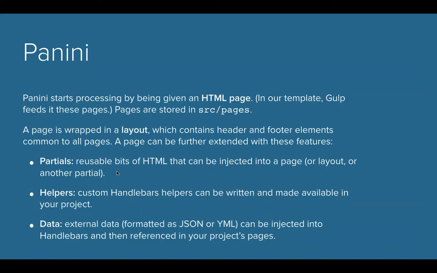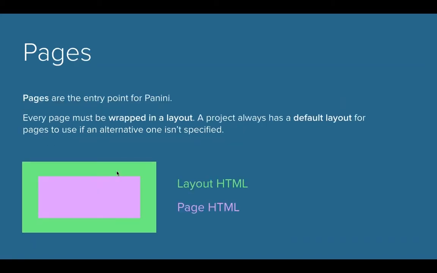Partials are HTML partials. They're just pieces of HTML that you can add in multiple different places, especially if you're going to repeat a bunch of different ones. Partials is the way to go with that. Helpers, we have a lot of helpers that can be written. I'm going to show you some real life examples of helpers, and then data. You can actually store data in JSON or YAML files that you could reuse over and over again inside of your pages or your partials, which is really awesome.